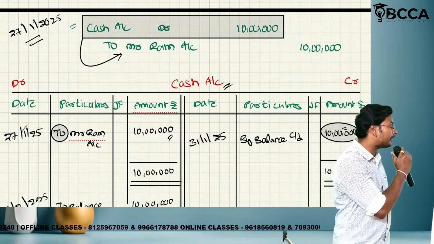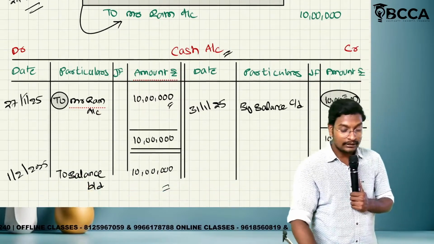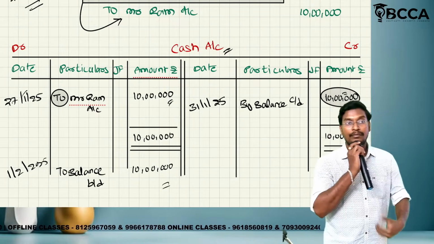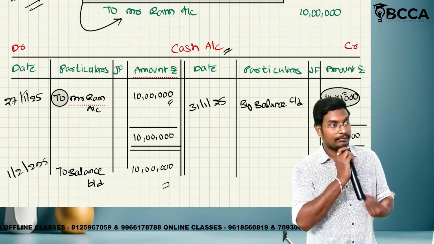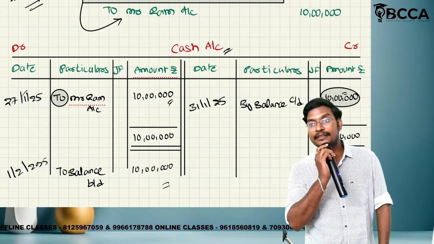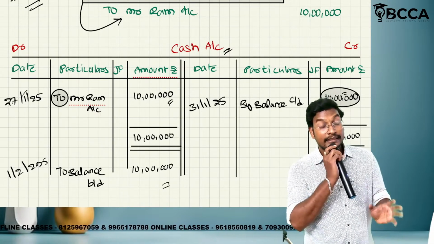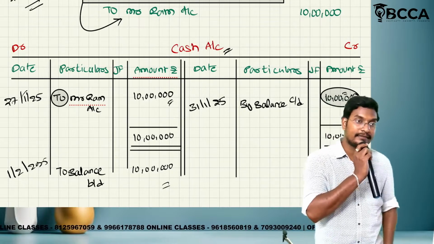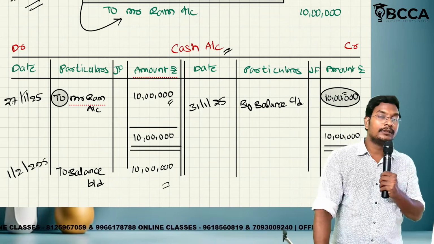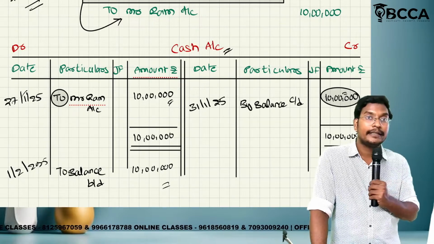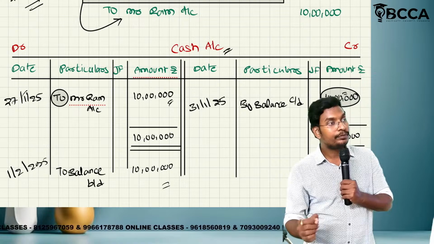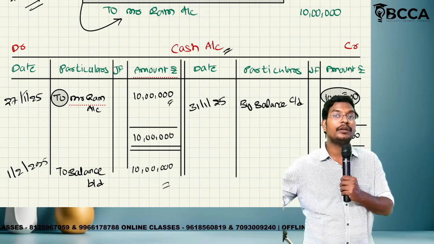In the current month we are having how many transactions? Only one transaction. So we need to balance it. Month wise we need to balance or year wise? Month wise. So here the debit side is more than the credit side. So this particular account is showing a debit balance. So the brought down should be on the debit side. Carried down should be on the credit side.